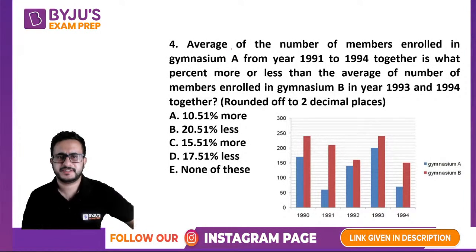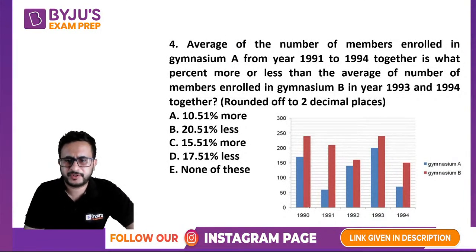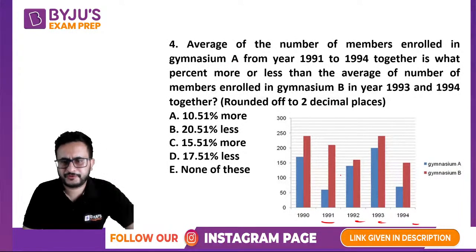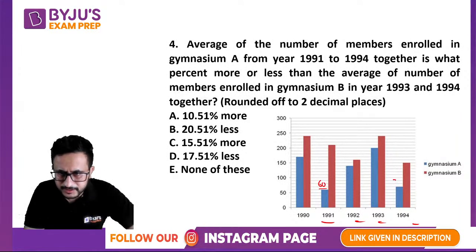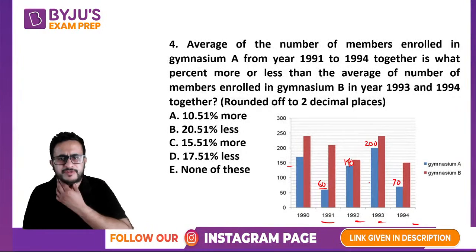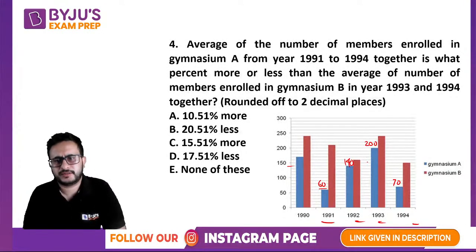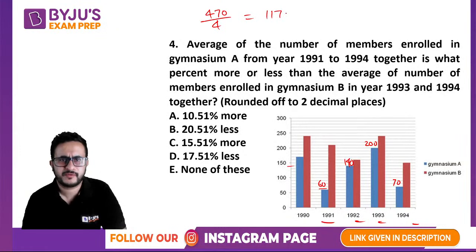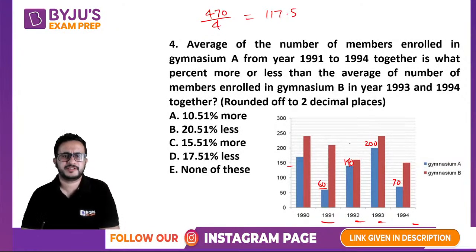Okay, so it says average in Gymnasium A from 91 to 94. You have to find the average of A. This is 60, and this is 70, this value is 140, and this value is 200. Okay, so 340 plus 130, that is 470. 470 by 4, 117.5. Okay, that is the average.